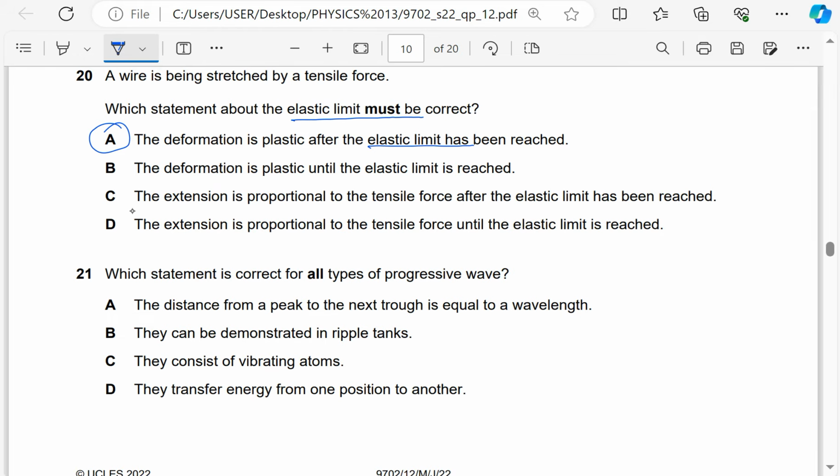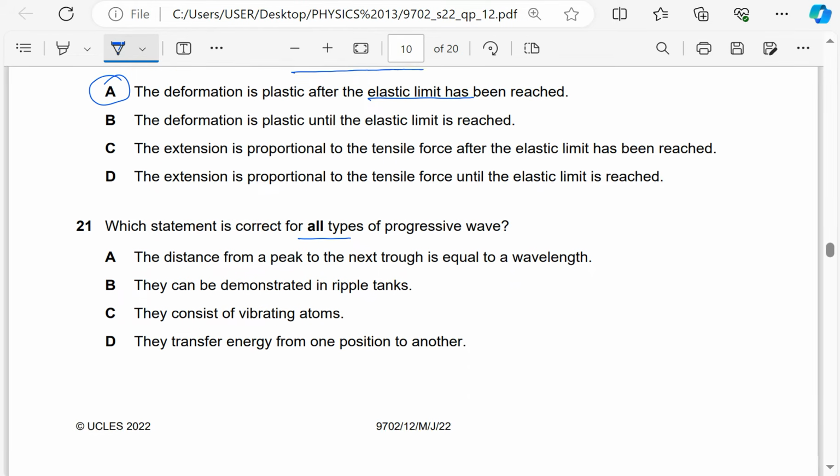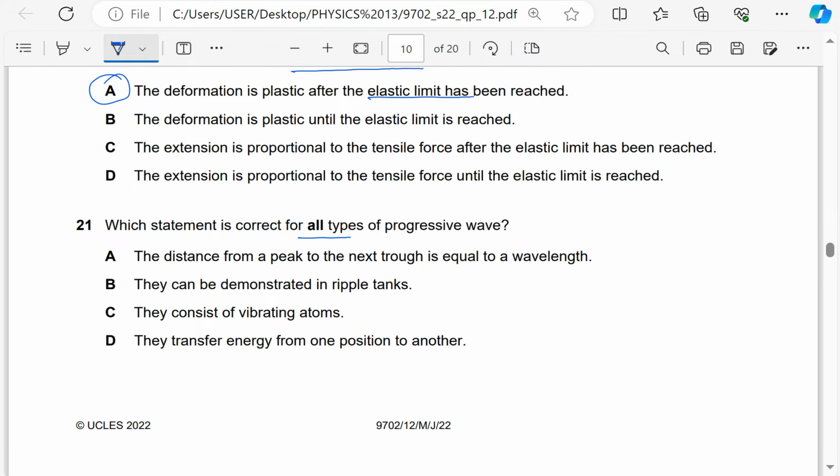Which statement is correct for all types of progressive waves? The distance from a peak to the next trough is equal to a wavelength. Peak to trough, that is not a wavelength. It would be peak to the next peak, or trough to the next trough. They can be demonstrated in ripple tanks.